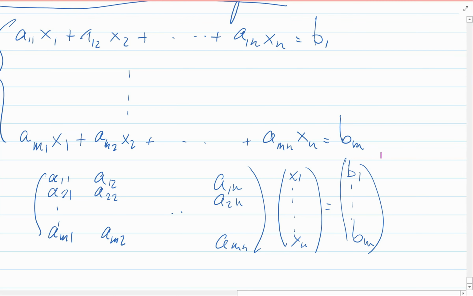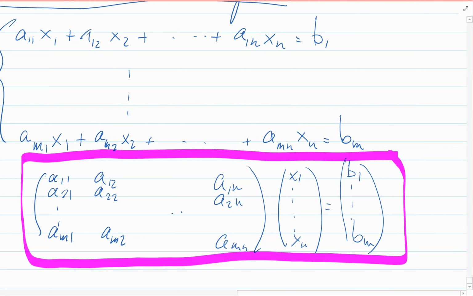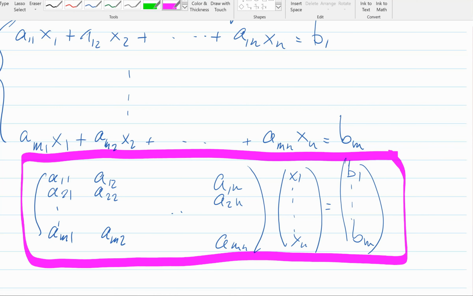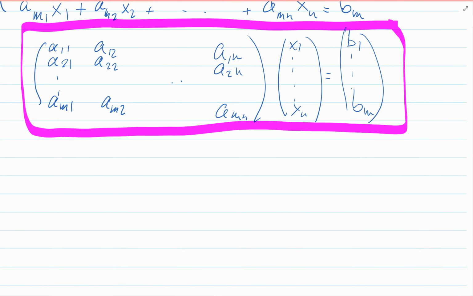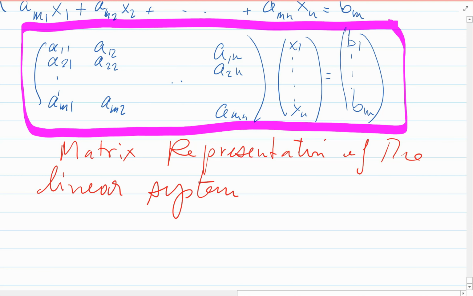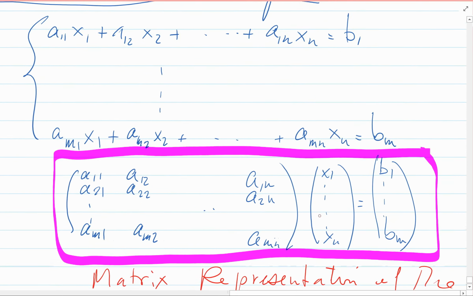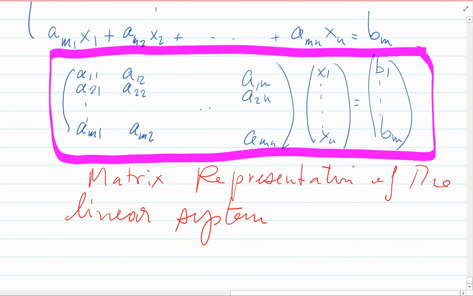What you have here is known as the matrix representation of the linear system. So you can write the linear system using the equations, that's what you have here, or you can represent it by matrices and write it in this form.